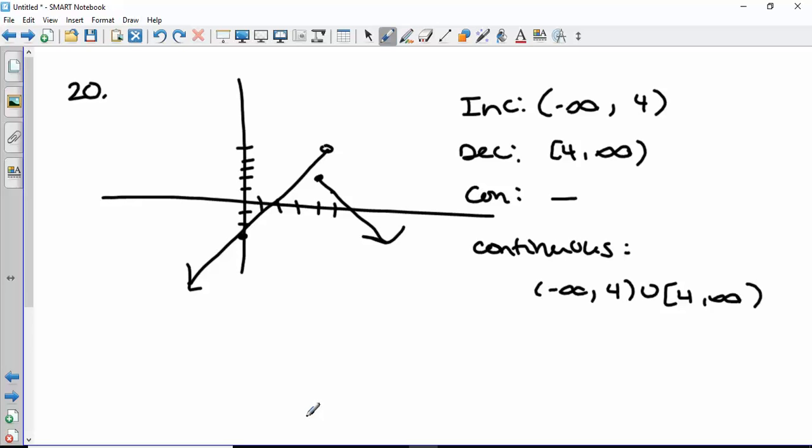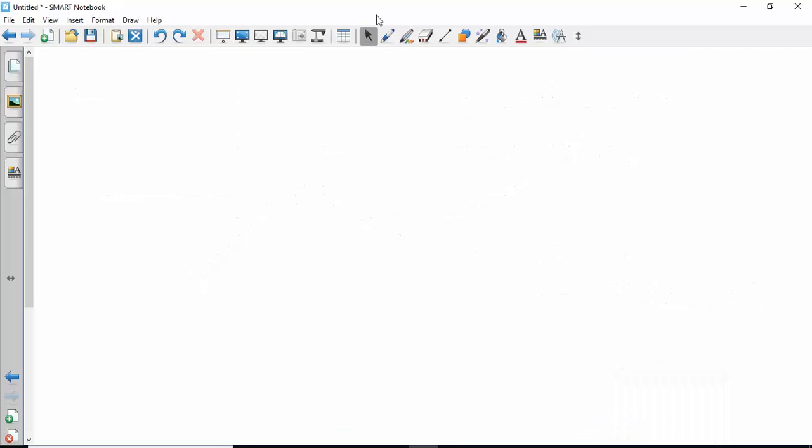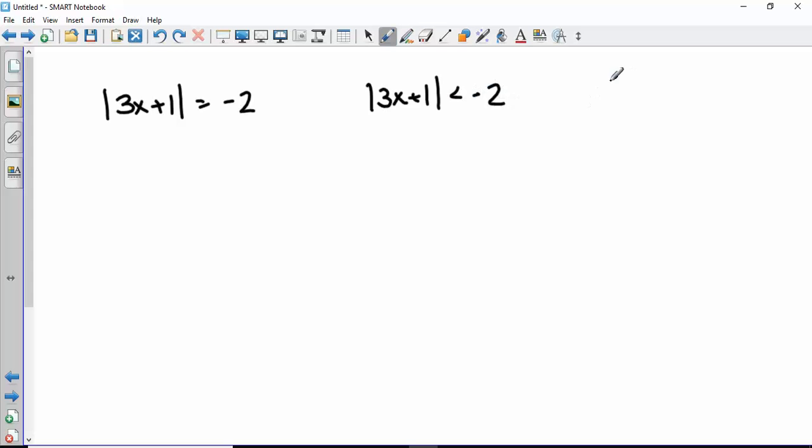What else? So the special cases of our absolute values. This says an absolute value, which we know is a positive number, equals a negative. Can a positive equal a negative? No, so that's no solution.